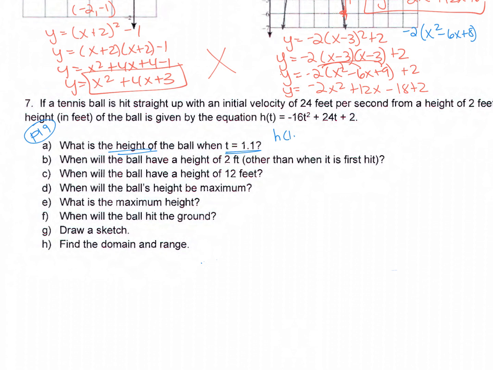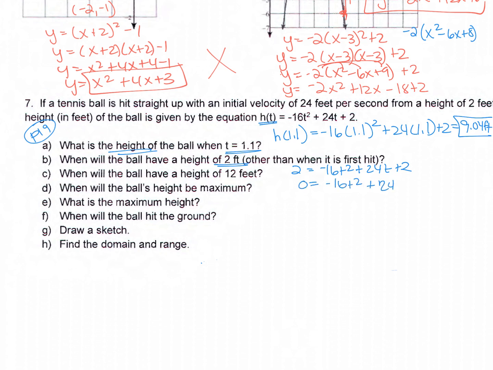So I'm going to substitute 1.1 seconds in for t. And when I do that, and then I do all my math, that is how I'm going to get 9.04 feet after 1.1 seconds. Then, when the height is 2, I'm going to set h of t equal to 2. I have -16t squared plus 24t plus 2. So I'm going to subtract 2 from both sides. I get 0 equals -16t squared plus 24t. This is factorable. You could totally get your two answers, 0 and 1.5, I think, by factoring.